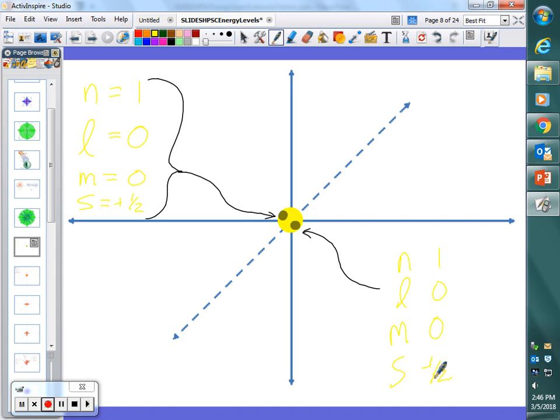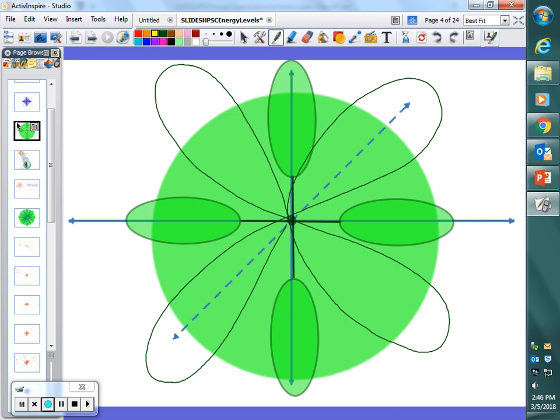Are we okay with our understanding of this at this point? Can we do it for another orbital? Let's just jump into it. All right, here goes. I'll walk you through 2 more, and then I'm going to turn you loose on your own. I'm going to make you work with each other to try and figure it out.